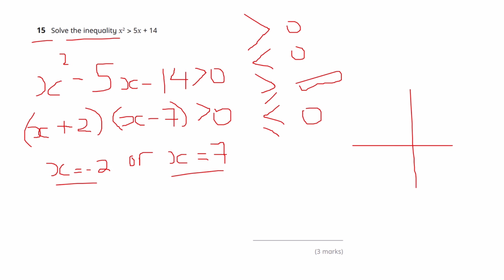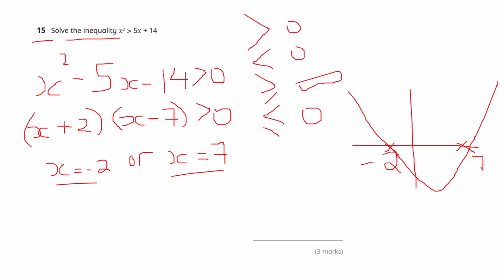So step 4 is to sketch the quadratic. It crosses at minus 2 and plus 7. So it's going to look something like this. Again, it's not going to be perfect. So we've got minus 2 and 7.